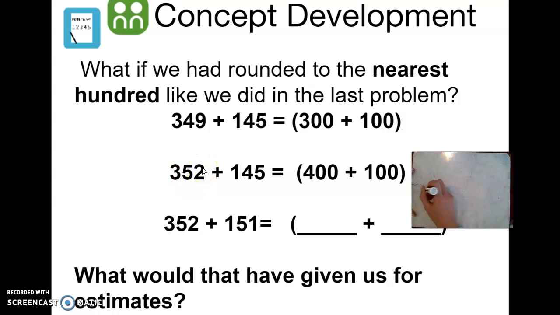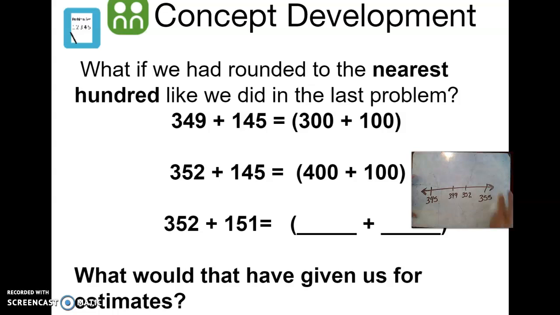If I had a horizontal number line, and I was even just going to do 345 to 355, 349 is here. 352 is here. Look how close those are. Those are really close numbers. Okay.